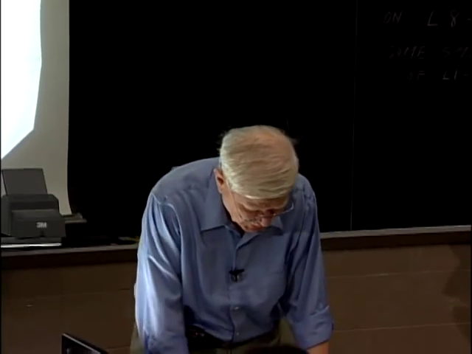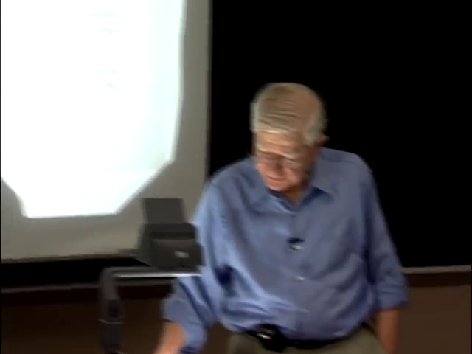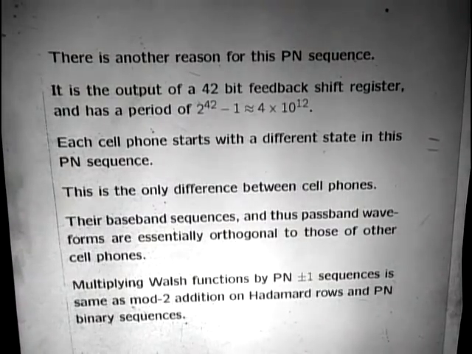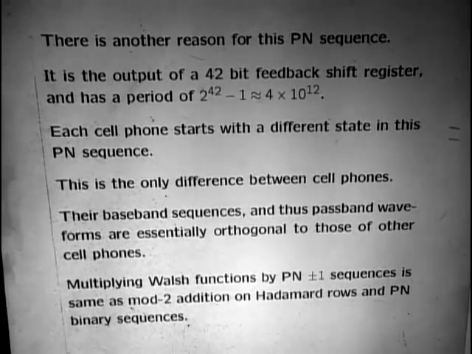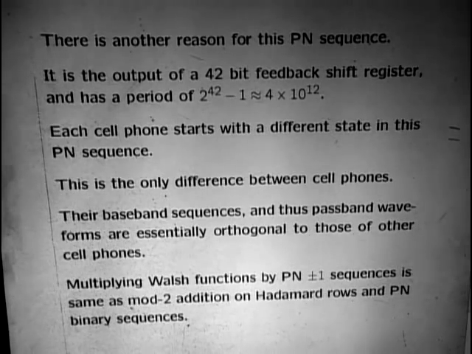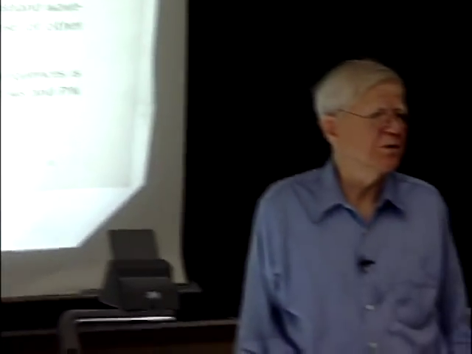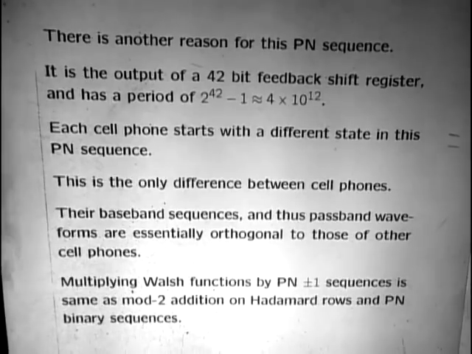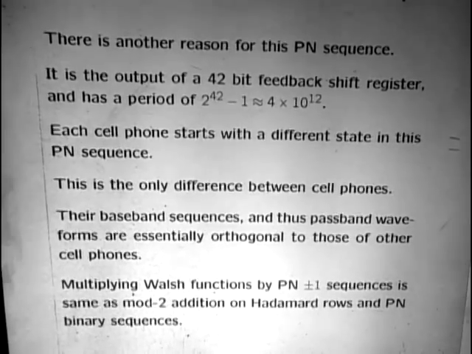So suddenly we've gotten up to the bandwidth we want to be at. There's another reason for the PN sequence. So far we've been thinking in terms of how do you build a cell phone and a base station so they will work together. Actually, you want to build a base station and thousands of cell phones so they'll work together. So you want some way of making different cell phones look different from each other. And what they use this PN sequence for is to make different cell phones look different, so that each cell phone is going to start out on this PN sequence at a different point.